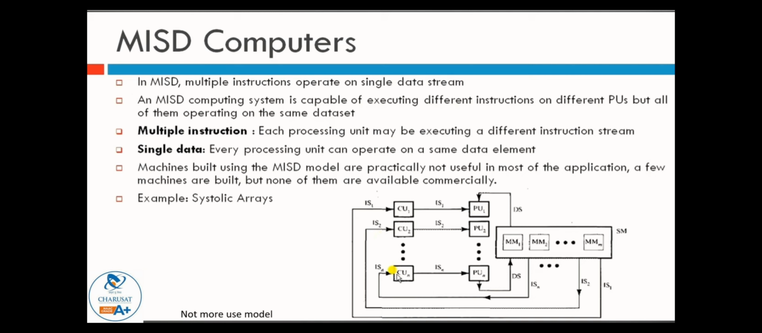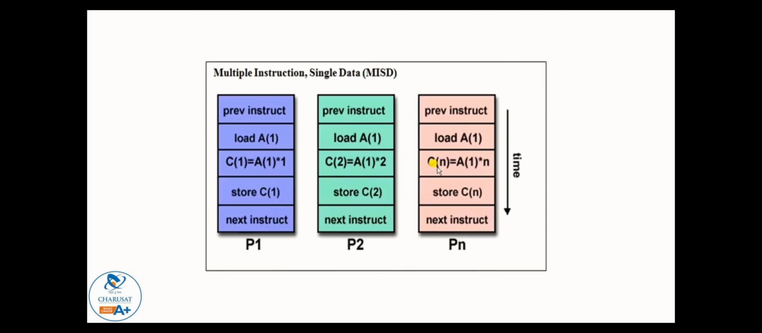Example: systolic arrays. That type of computer is not practically or commercially available; it is a theory. We can show in the diagram that there are multiple instructions, but we are working with the same data element. So that is the example of MISD. We are working with a single data, but there are multiple instructions.